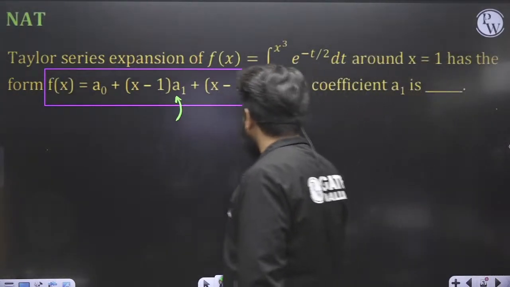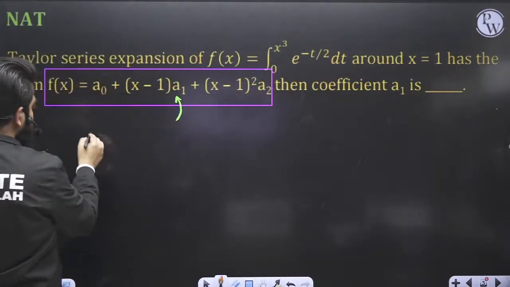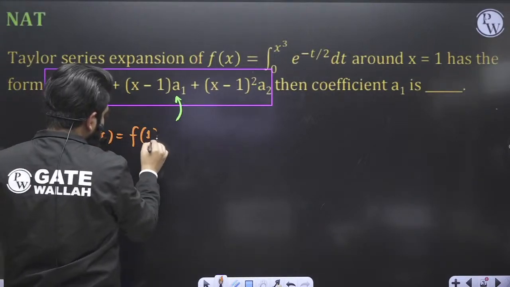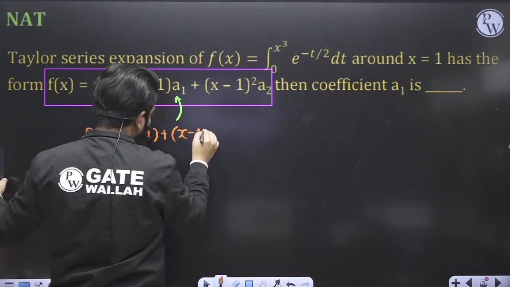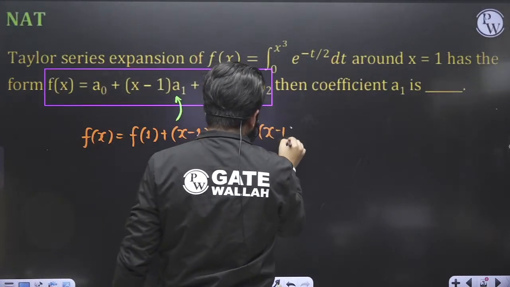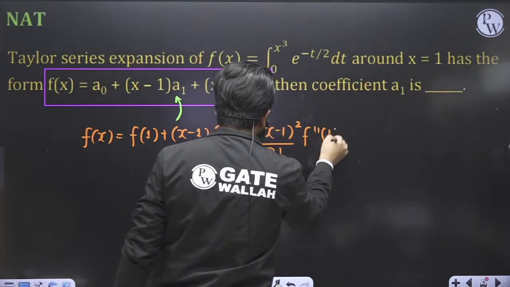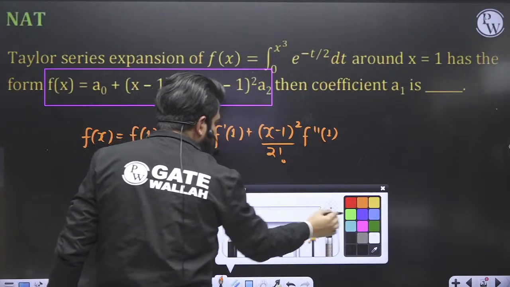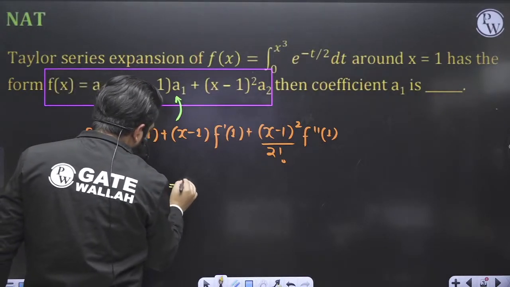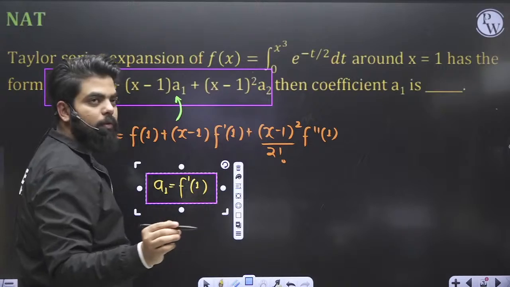Perfect. Now let us solve this question. What is the Taylor series expansion of any function around x equal to a? So the Taylor series expansion will become f(1) + (x - 1) f dash 1 + (x - 1) whole square upon factorial 2 f double dash 1. So what is the coefficient of this (x - 1), that is a1? This is f dash 1, so you have to calculate f dash 1. How will you calculate f dash 1?